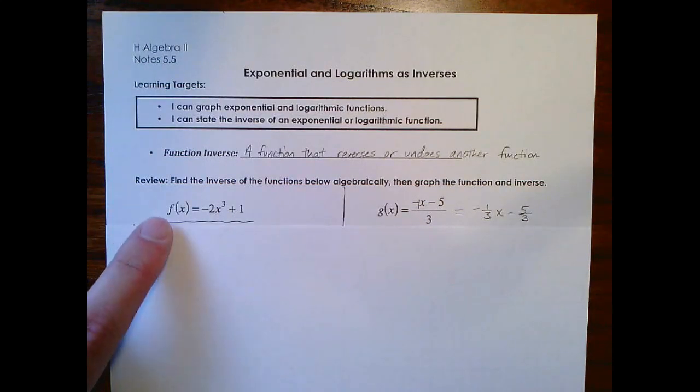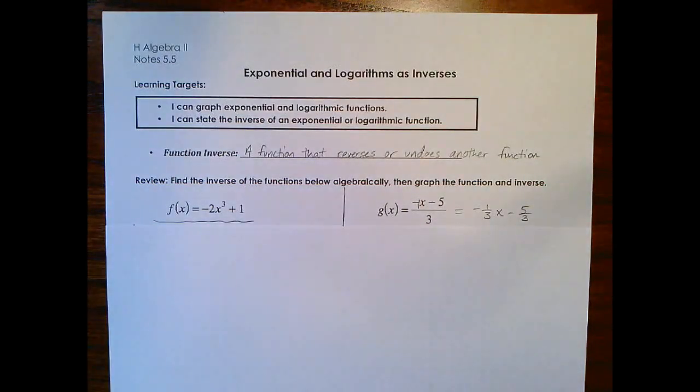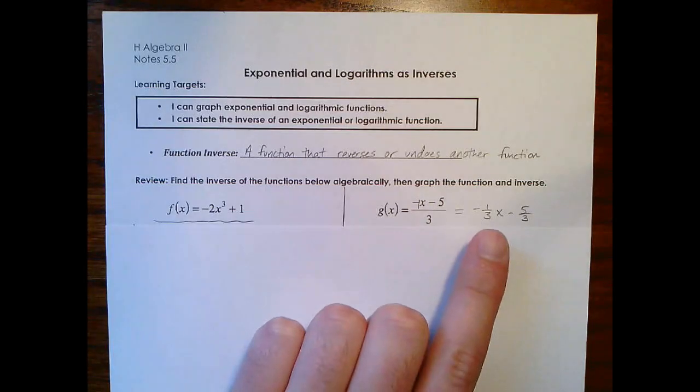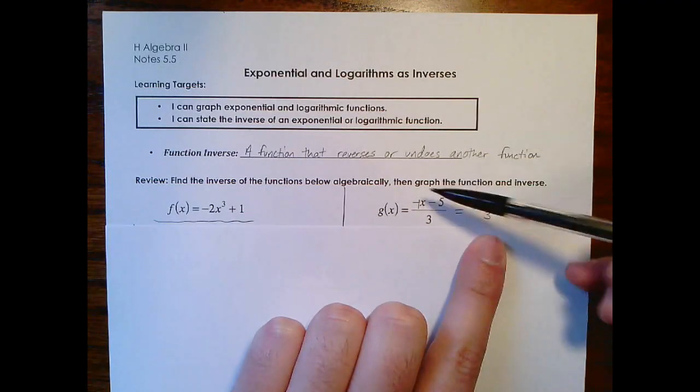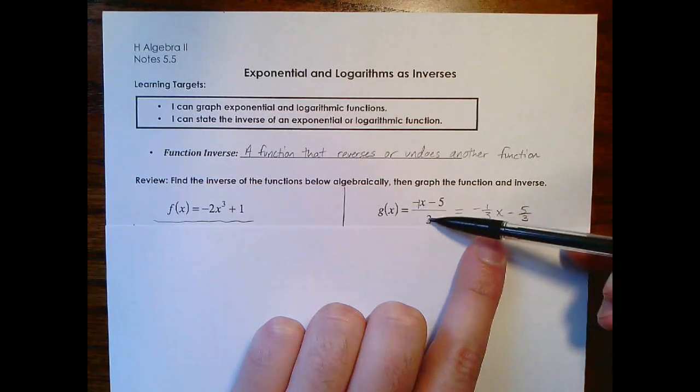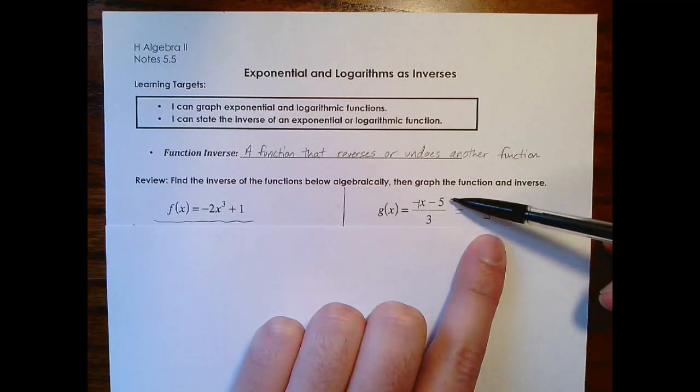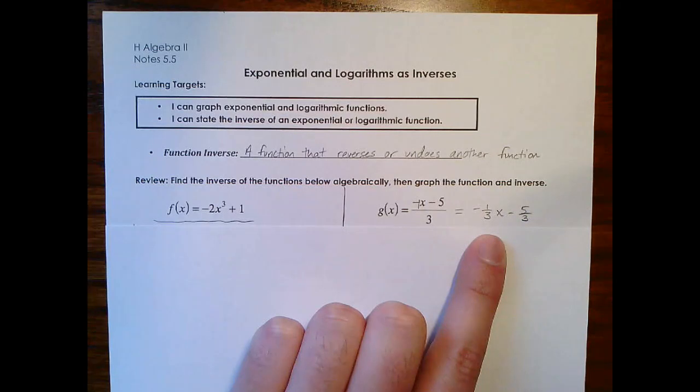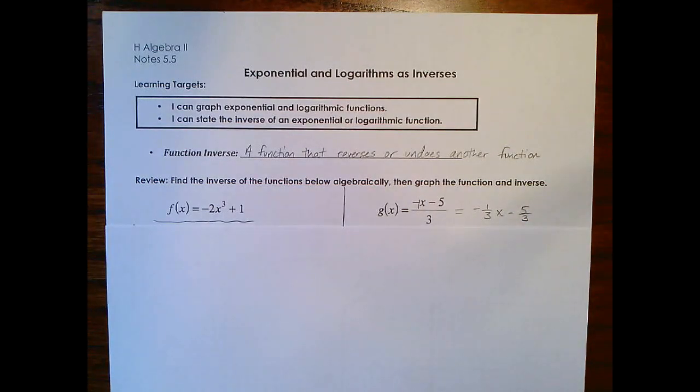So can you find the inverse of the first function? The first function is negative 2x cubed plus 1. And then the second function is negative x minus 5 over 3, which is the same thing as negative 1/3 x minus 5/3. How did I get that? Well, the negative is like a negative 1x. If you take negative 1 divided by 3, you'll have negative 1/3 x. If you take negative 5 divided by 3, you'll have negative 5/3. So right now, can you pause the video and can you find me the inverses of these two functions?